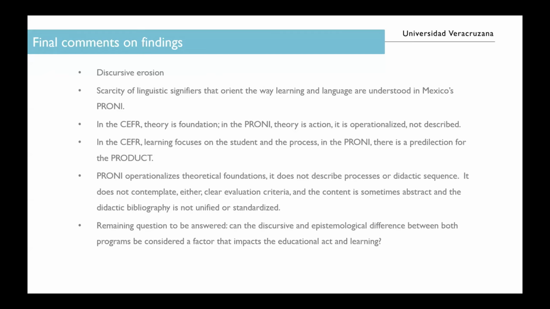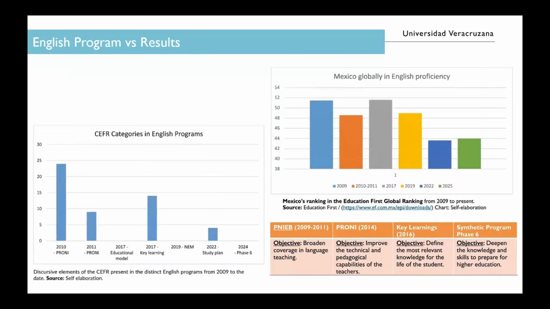And finally, the remaining question to be answered: can the discursive and epistemological difference between both programs be considered a factor that impacts the educational act and learning? That we don't know. But what we have is evidence, and we can observe one specific aspect. The Key Learnings program from 2016-2017, the objective is to define the most relevant knowledge for the life of students. And then when we observe the international results of Mexico in English, we can observe that 2017 specifically is one of the years in which we are better evaluated and we have a better position.